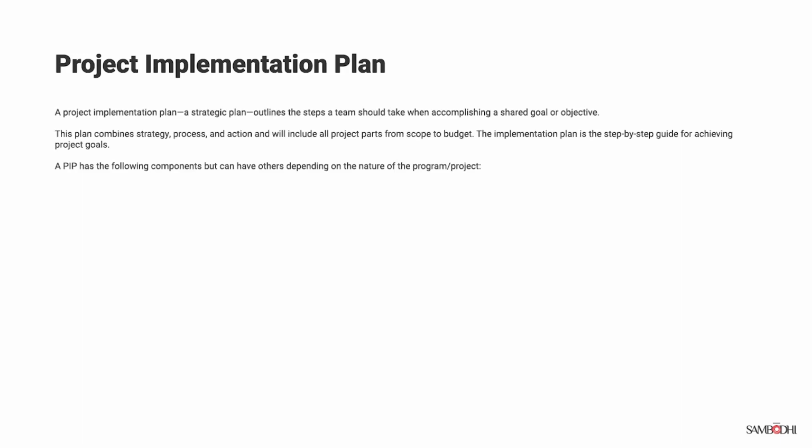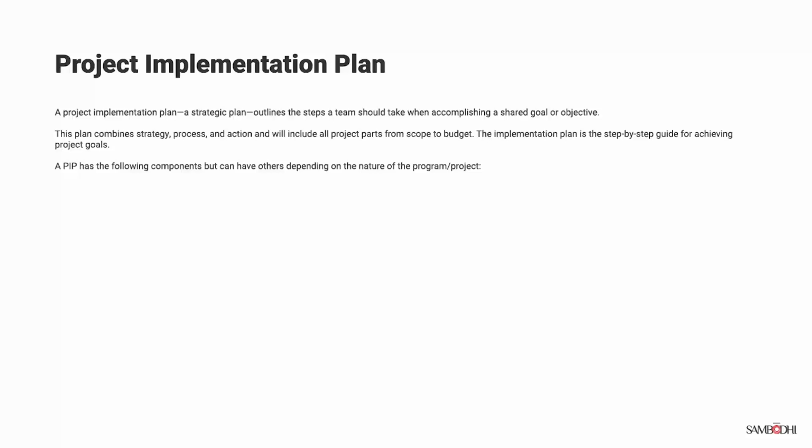After determining the program purpose, resources, etc., we move on to the project implementation plan or strategic plan, which outlines the steps a team should take when accomplishing a shared goal or objective. This plan combines strategy, process, and action, and will include all parts of the project, from scope to budget and beyond. The implementation plan is a step-by-step guide for achieving project goals.